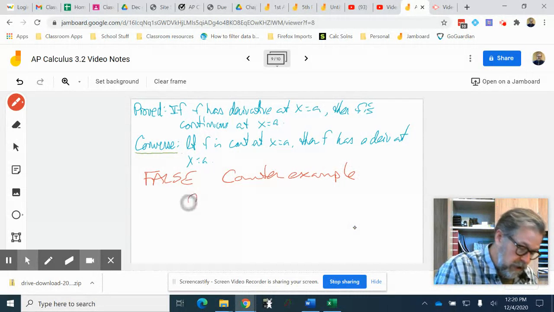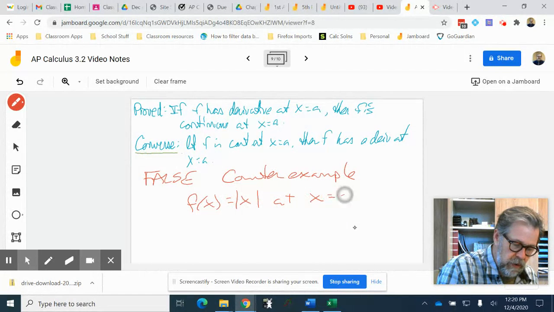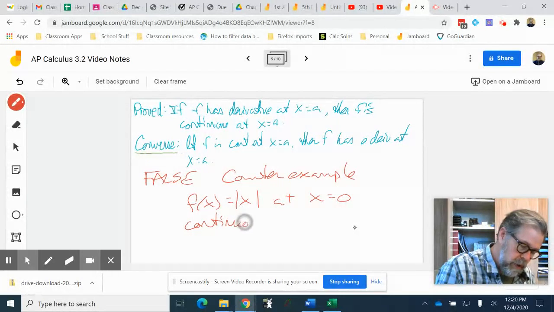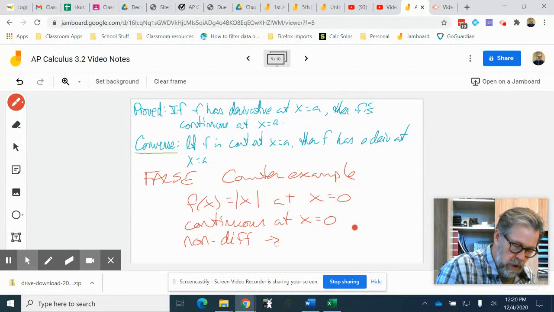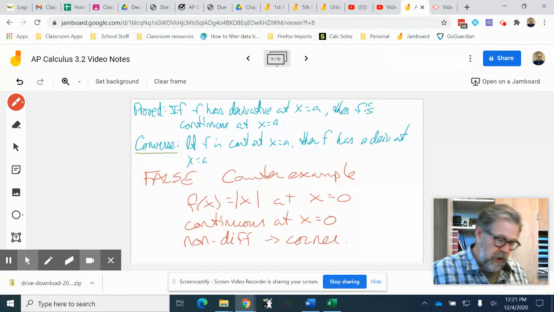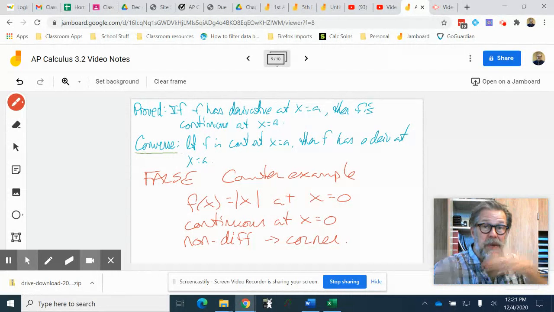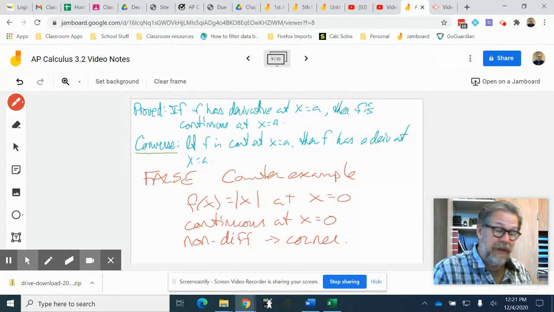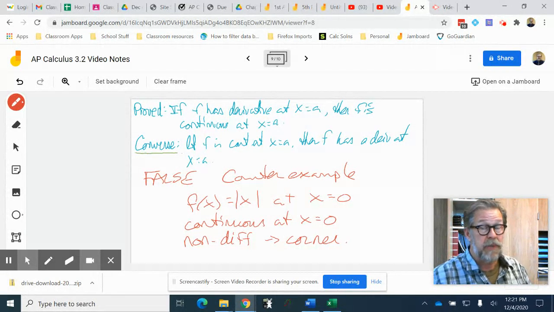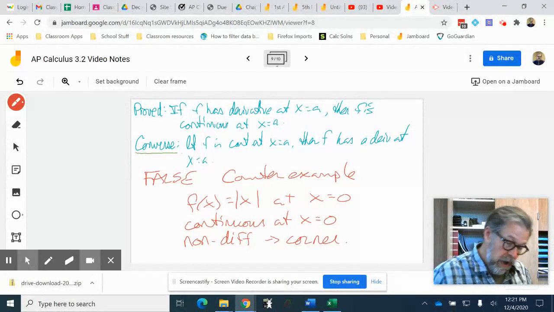And I would direct you to the function f of x equals absolute value of x at x equals 0. Notice, continuous function at x equals 0. Non-differentiable because it has a corner. So it's sometimes useful once you've proven something to take a quick look at the converse, because it's nice to know, can I go both ways? Well, now in this case, if I tell you it has a derivative, you can say it must be continuous. If I tell you it's continuous, you cannot conclude whether or not it has a derivative.